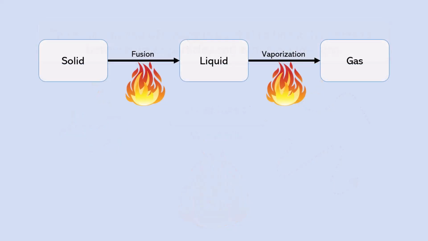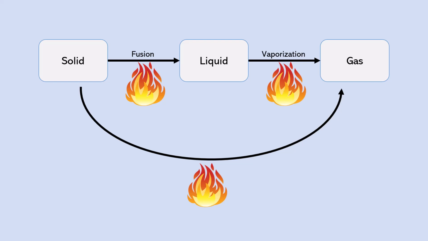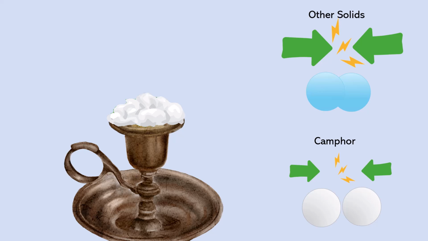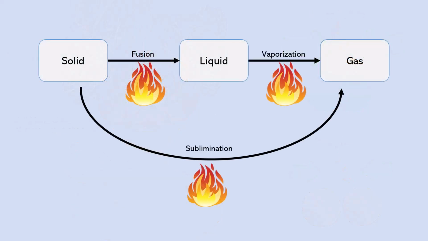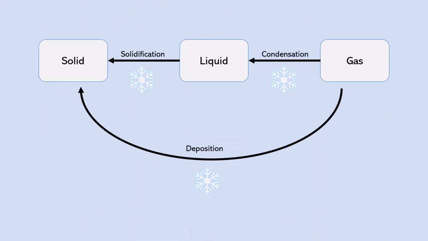Now, not all substances change state the same way. Some solids skip the liquid phase altogether and go straight from solid to gas. This process is called sublimation. A great example is camphor, whose force of attraction between its particles is weaker than other solids. At room temperature, these forces are able to hold it in the solid state, but with heat, they're easily overcome, allowing it to turn directly into gas. And while heating gives us fusion, vaporization, and sublimation, cooling gives us solidification, condensation, and deposition.